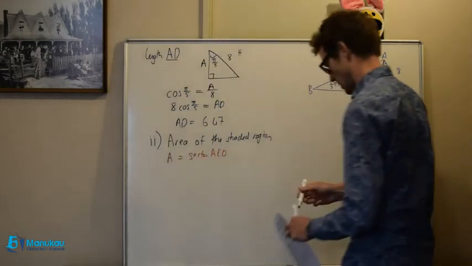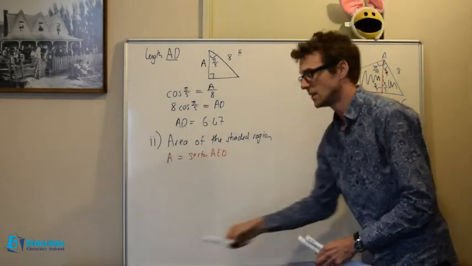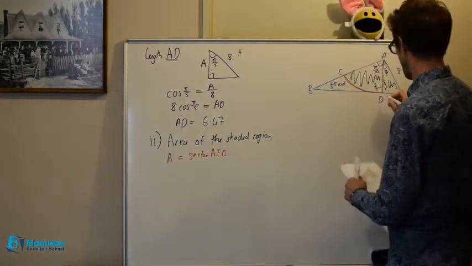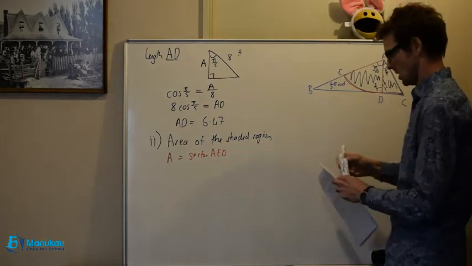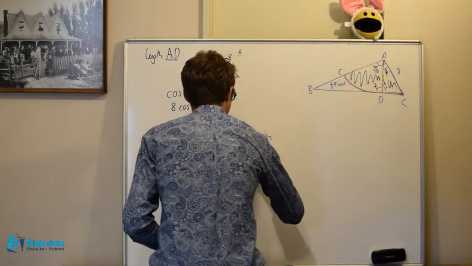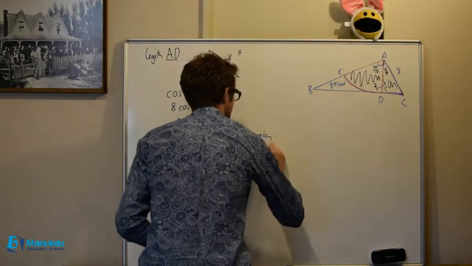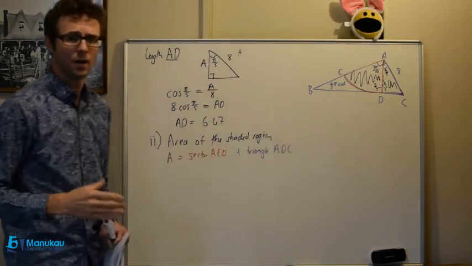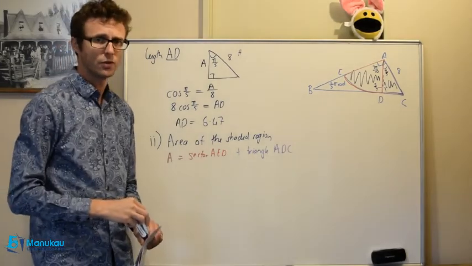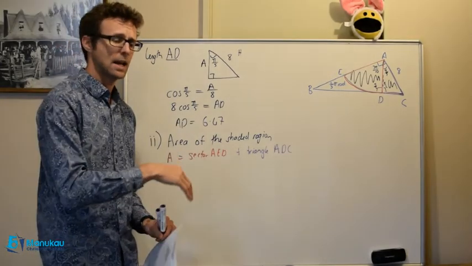And then, in addition to that, we are also going to need to add this bit here, which is plus triangle ADC. I hope that makes sense. If not, perhaps pause the video at this point, go back and have a think about it.